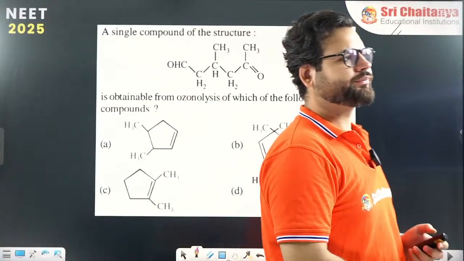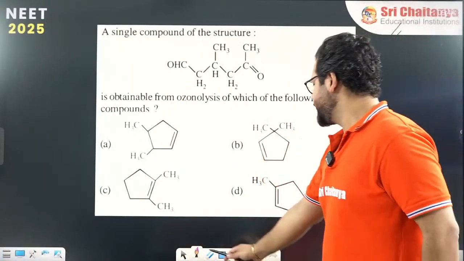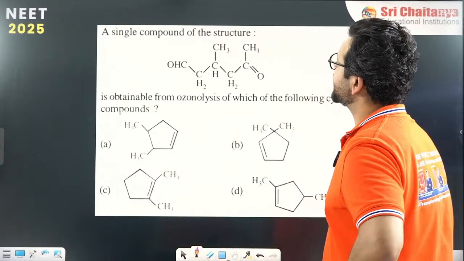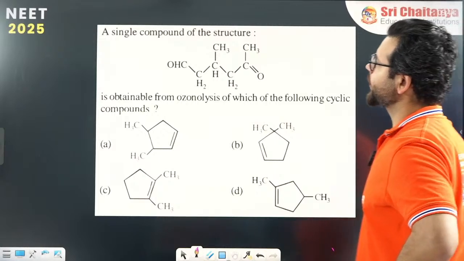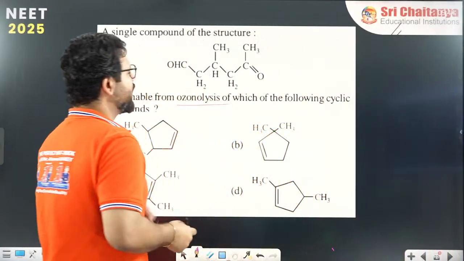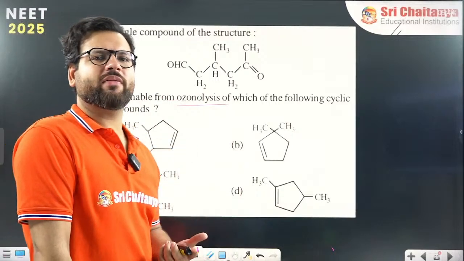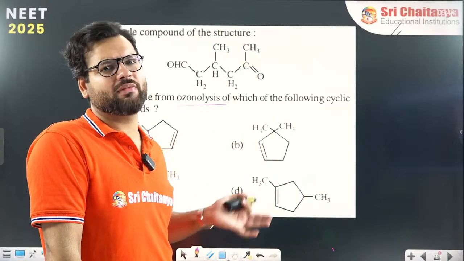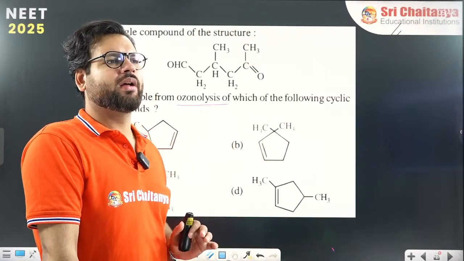Okay, next one. In the next question, this is a nice and little difficult question you can see here. This compound is obtained by ozonolysis of which? So there are two ways to do this question. One way is a little long way. You do the ozonolysis of all the reactants given and see which one is matching the reactant.